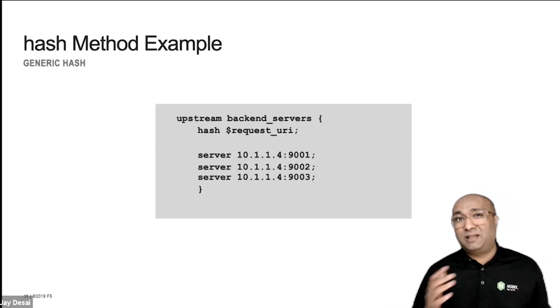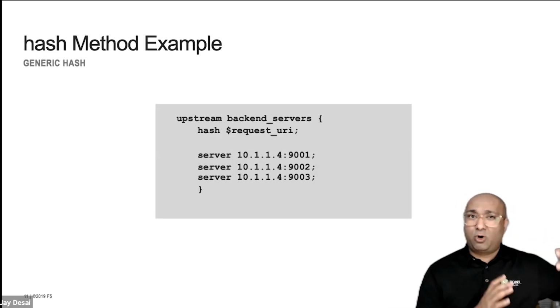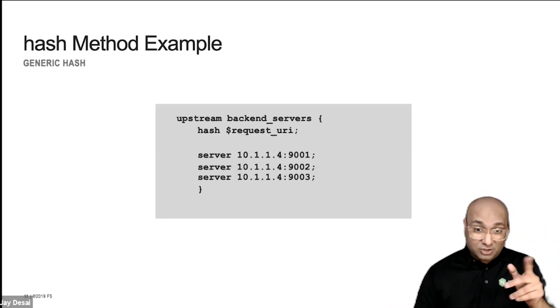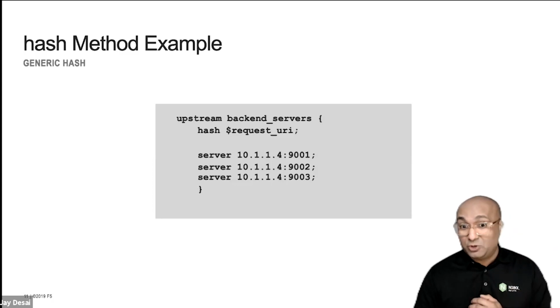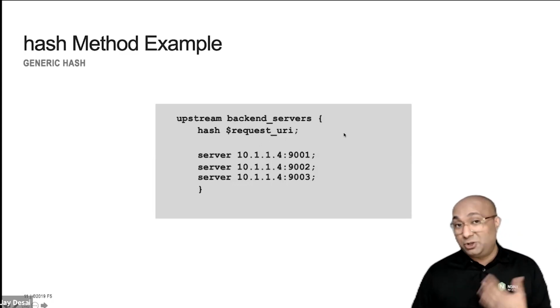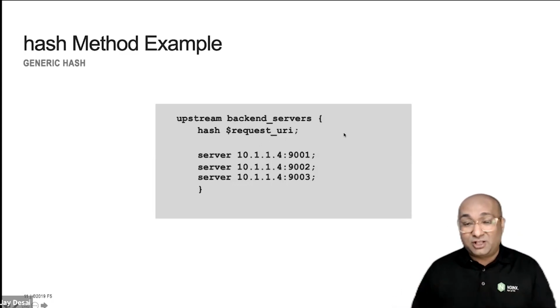Now let's look at all these methods in a bit more detail in terms of what the construct of the configuration looks like. In this example, we're using the generic hash method and using the client request URI to build our hash key. So what I've specified here is the $request_uri. Essentially, it's a variable in which NGINX captures the request URI.